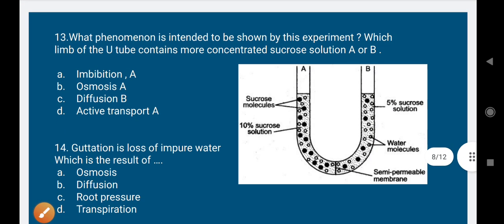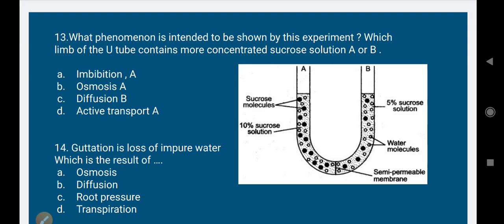What phenomenon is intended to be shown by this experiment? Which limb of the U-tube contains more concentrated sugar solution, A or B? पहले तो हम प्रोसेस पता करते हैं. इम्बाइबिशन नहीं है, ऑस्मोसिस है. एंड क्वेश्चन है हमारा विच लिम्ब ऑफ द यूट्यूब कंटेन मोर कंसनट्रेटेड. कंसनट्रेटेड मीन्स गाढ़ा, जिसमें सुक्रोज का कंसनट्रेशन ज़्यादा है, वाटर का कंसनट्रेशन कम है.